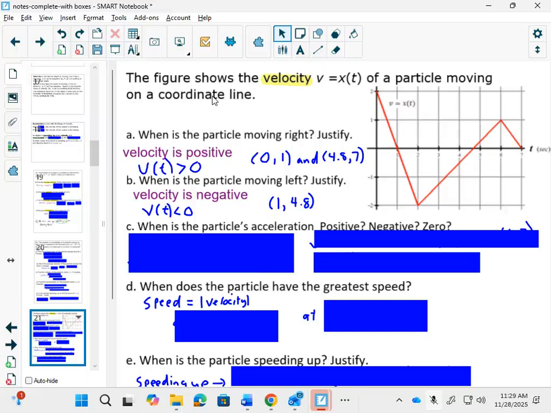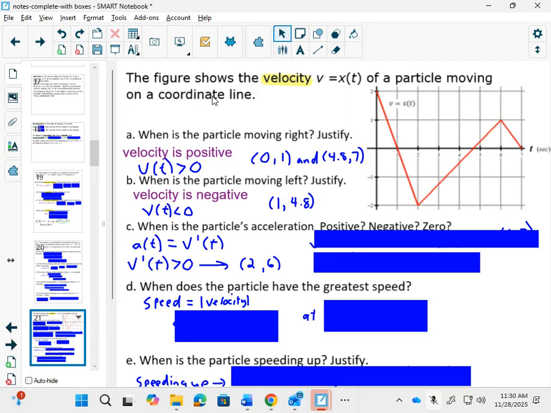When is the particle's acceleration positive? Acceleration is the derivative of velocity. Derivative, these are straight lines, right? What are the derivatives of straight lines? They're just the slope of those lines. So that's an important observation to make here. From 0 to 2, the slope of that line is negative. From 2 to 6, the slope is positive, and from 6 to 7, it's negative.